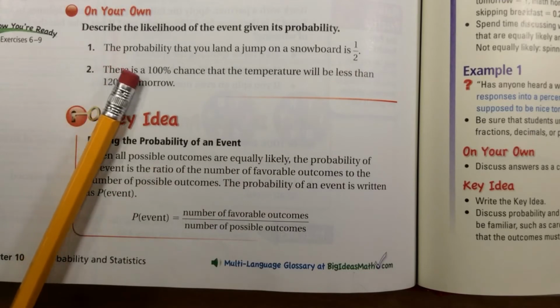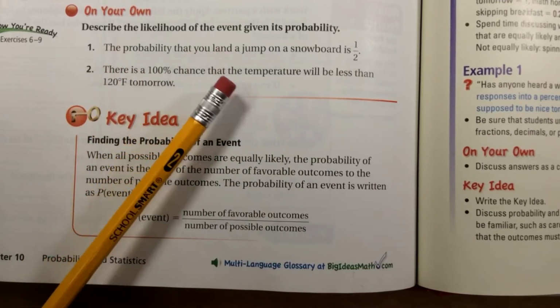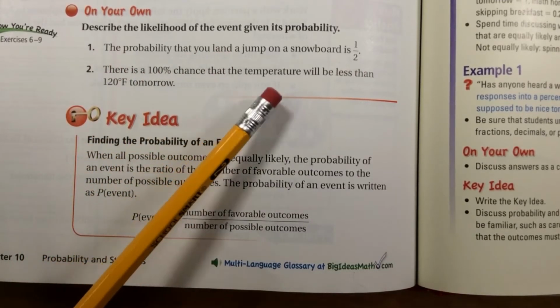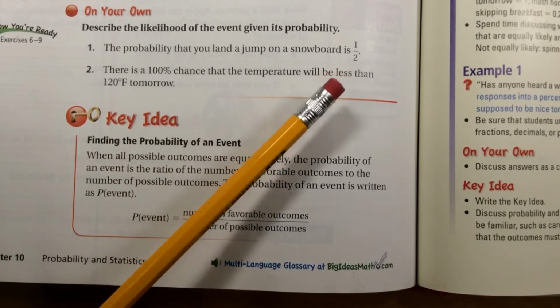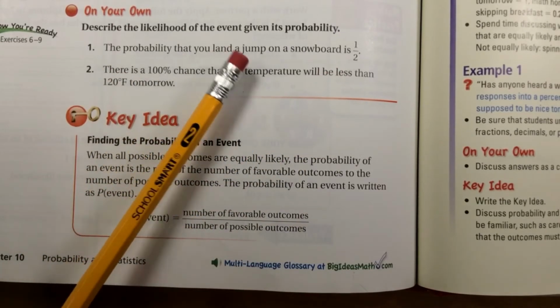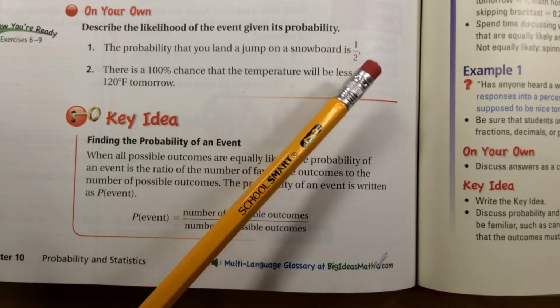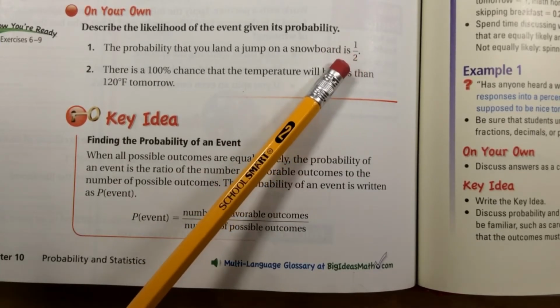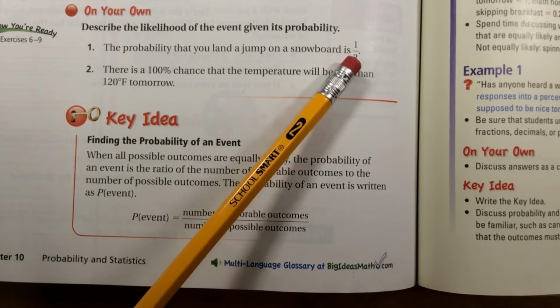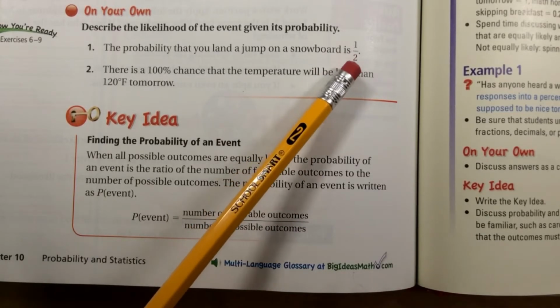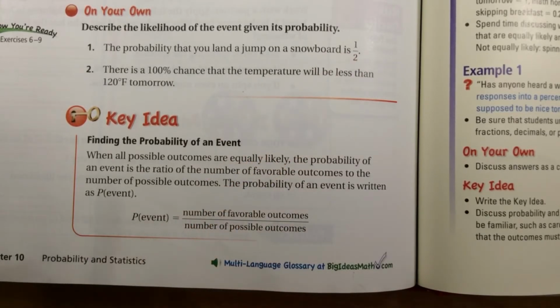And even if I did happen to go off the jump and happen to have the snowboard land on the snow, I still would not be able to stand up on it. But with this person, it's a 1/2. So how would we describe that? We would say either equally likely, or we could say equally likely to happen or not happen. But equally likely is what we're looking for.